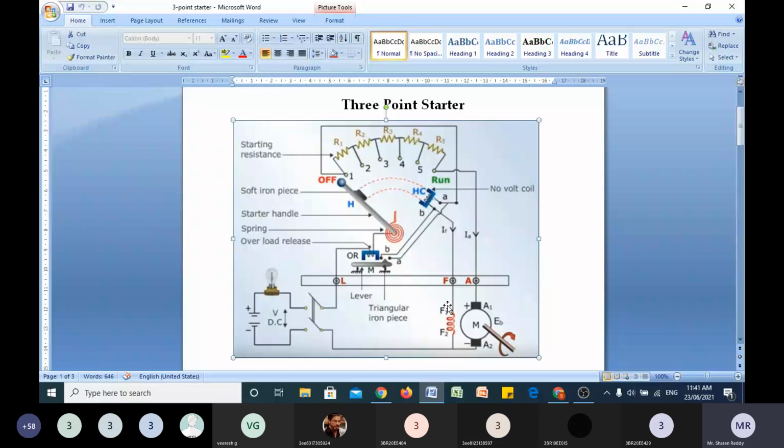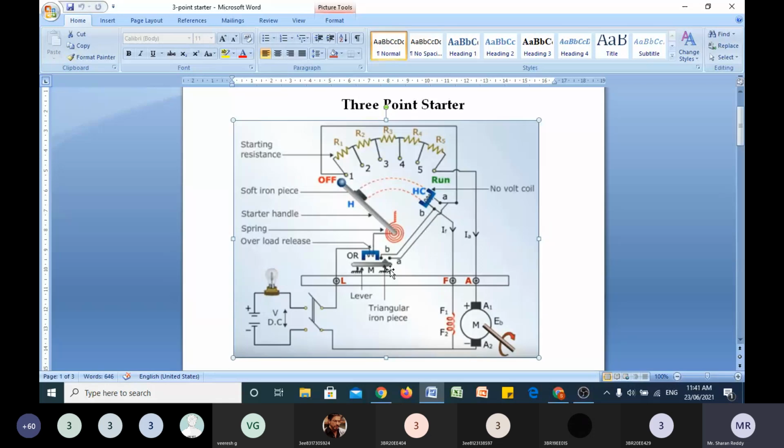Okay. The moment the armature starts rotating, back EMF is developing. That back EMF is opposing. Back EMF will not take more current from the supply. Initially, when it is in the half position, only then the current taken by the motor will be dangerously high, isn't it? This is the 3-point starter.